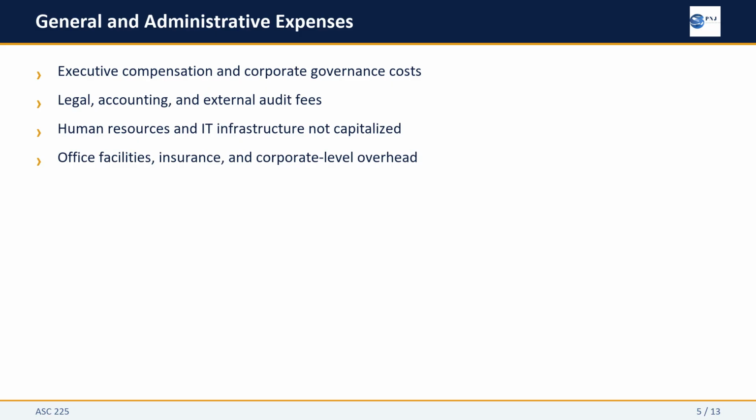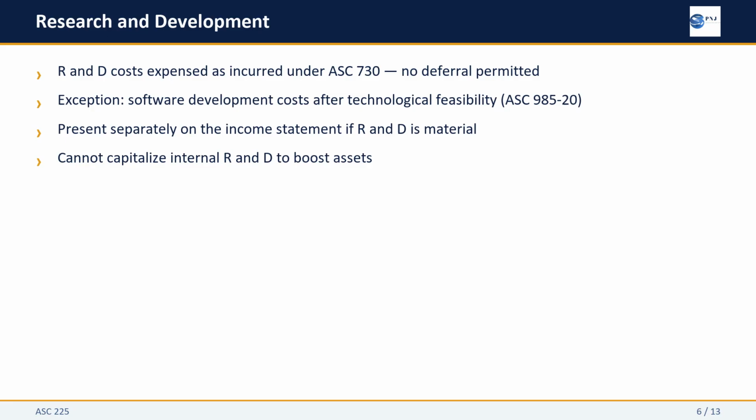General and administrative expenses are the overhead costs of running the entity as a whole. Executive compensation, corporate legal and accounting fees, HR and IT infrastructure that does not qualify for capitalization all fall here. So do office facilities and insurance. Unlike selling expenses, G&A costs cannot be traced to a specific product or customer. They support the whole organization. Controlling G&A is one of the clearest signals of management discipline.